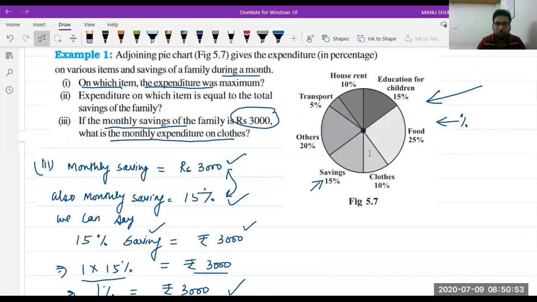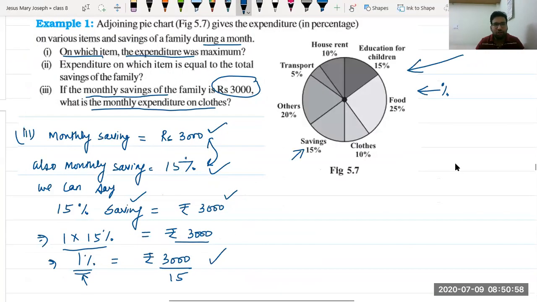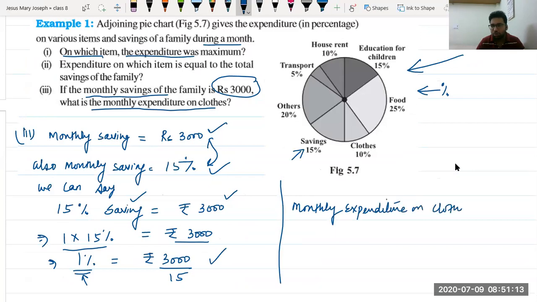So we have found a relation between percentage and rupees. Now we can solve the question easily. What is the question? The question is asking for the monthly expenditure on clothes. So it is very easy. Monthly expenditure on clothes is how many percent? It is 10%. So we can say this implies 10 into rupees.